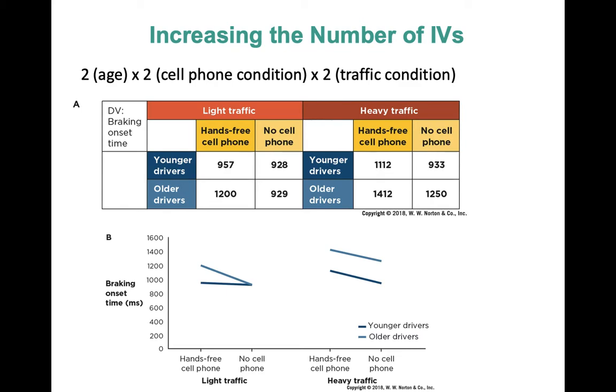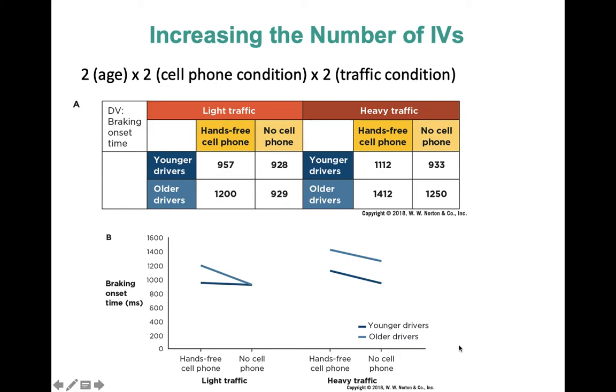So in this case, what the researchers are saying is, what is the effect of using a hands-free cell phone versus not using one? And is the effect of hands-free versus no cell phone the same or different for young versus old drivers? And then furthermore, when we look at the effect of using a hands-free cell phone versus not for young and old drivers, do those effects depend on whether or not our drivers are driving in light traffic versus heavy traffic. So adding IVs and looking at the interactive effects of multiple IVs are both for testing theories as well as for establishing boundary conditions or the generalizability of effects.